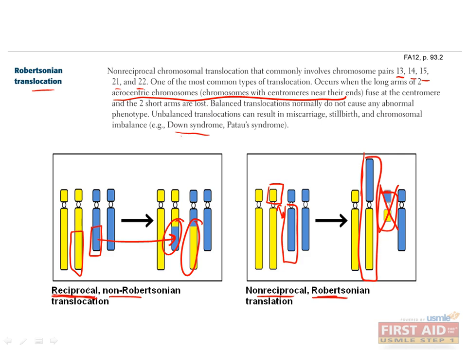Balanced translocations don't result in the loss of genetic material, just the exchange of it between 2 chromosomes, so they don't cause an abnormal phenotype. However, unbalanced translocations can result in miscarriage or stillbirth.